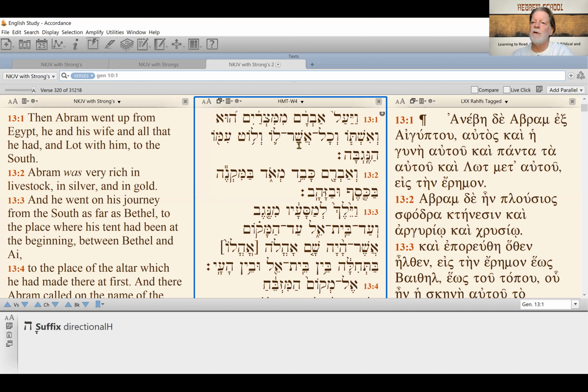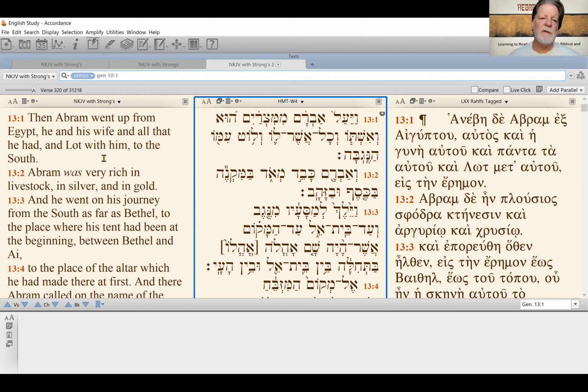It's just the standard BHS, the Biblia Hebraica Stuttgartensia, standard scholarly version of the Old Testament. And then we also have the Septuagint, which is a Greek translation of the Hebrew Old Testament. That was made in about the 2nd century, maybe a little earlier than that, BC or BCE, before Common Era, if you prefer that paradigm.